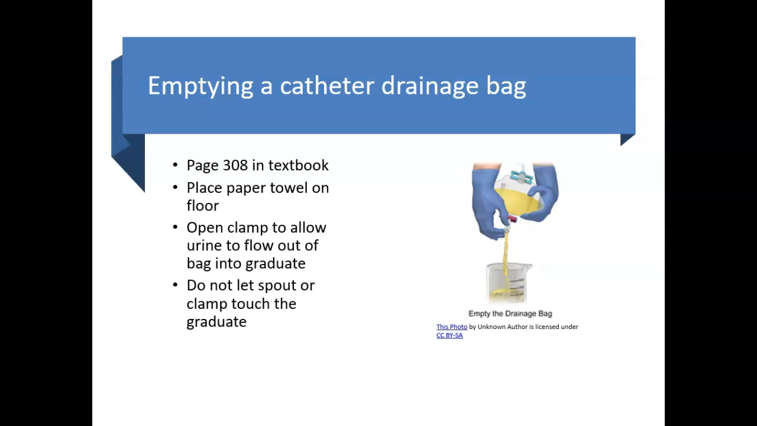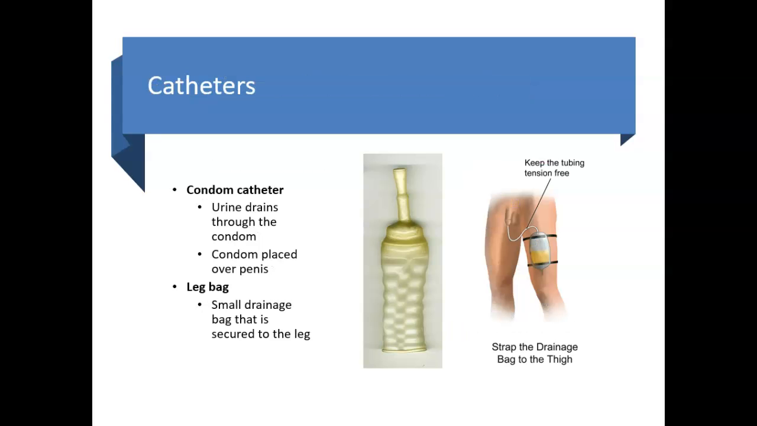Emptying a catheter bag, this is something you guys will do at the end of every shift. The catheter bag is supposed to be emptied. You're going to place a paper towel on the floor, open the clamp to let the urine flow out into the graduate, and do not let the spout or the clamp touch the graduate. Obviously, you're wearing gloves when you do that. And then you're going to take it to the bathroom, look at how much output there is, and document it.